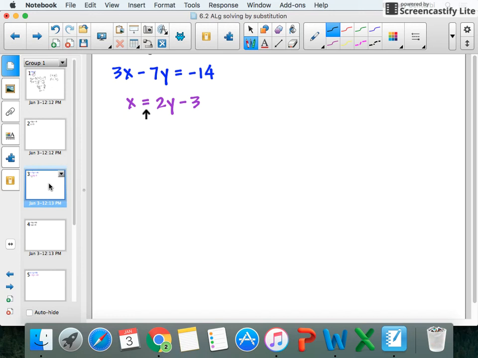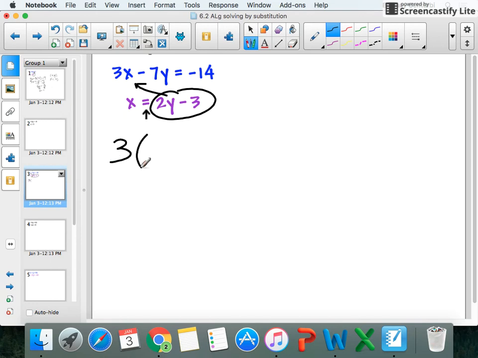So same thing, I have x equals 2y minus 3. So instead of writing x, I'm going to substitute into the first equation. We're going to plug in 2y minus 3 instead of writing x. So you don't write x and 2y minus 3, you just write the 2y minus 3.